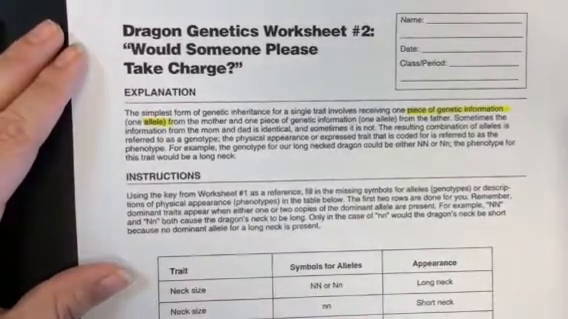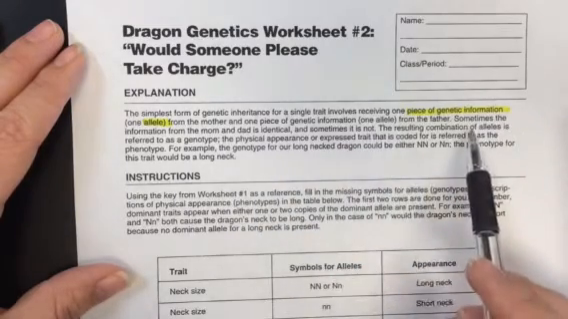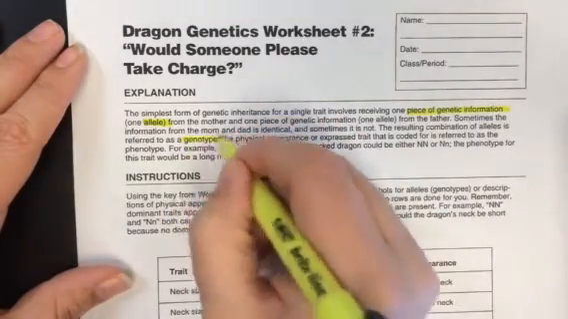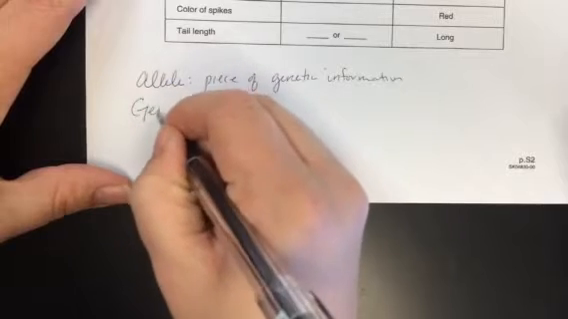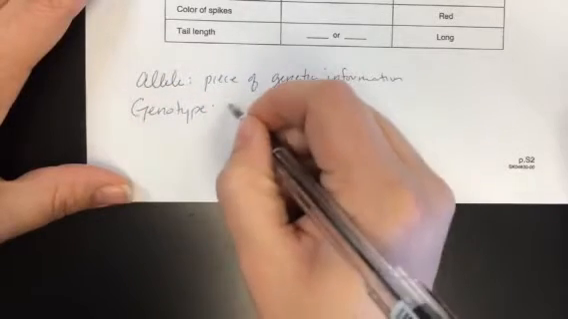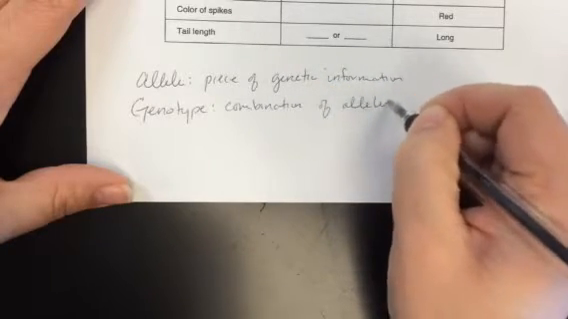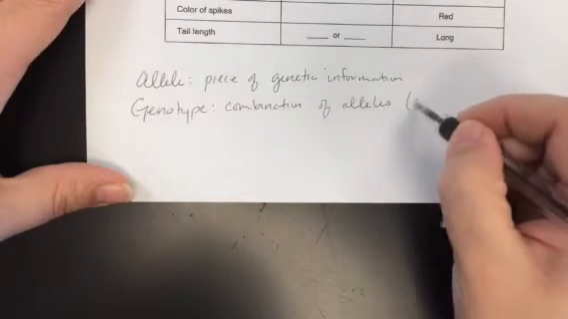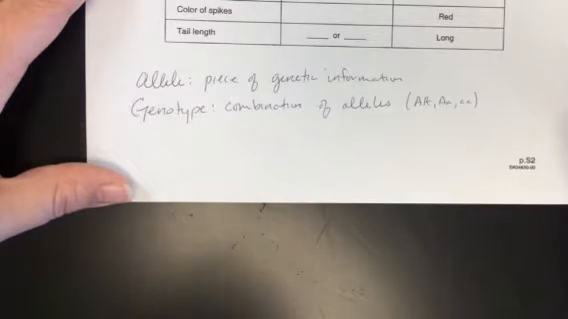We come back up here. Sometimes the information from the mom and dad is identical and sometimes it's not. The resulting combination of alleles is referred to as the genotype. Another really good vocab word right there. Genotype is the combination of alleles. So let's come back down here and put that definition. Genotype, combination of alleles. When I look at that for genotype, that's usually if we're talking like big A, big little, or little little, when we refer to that.